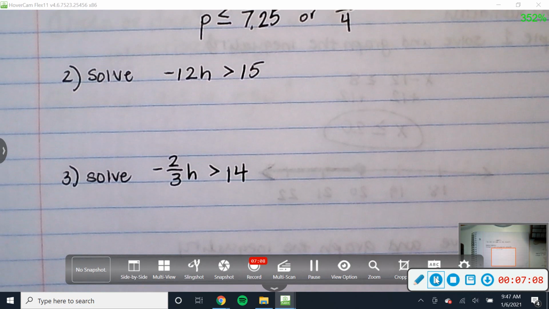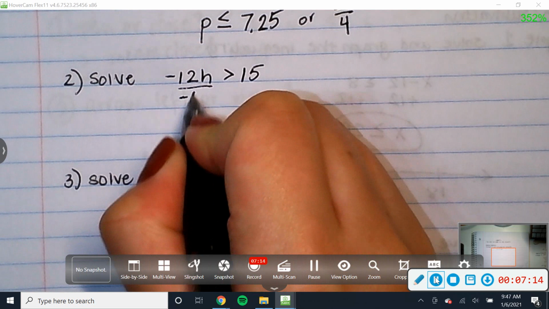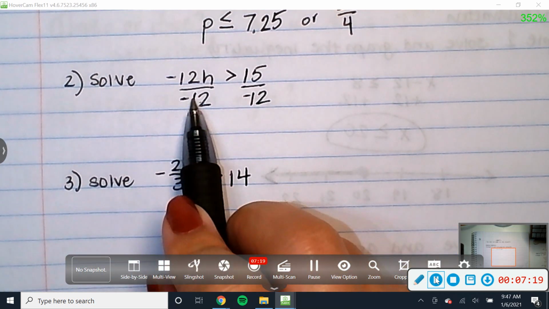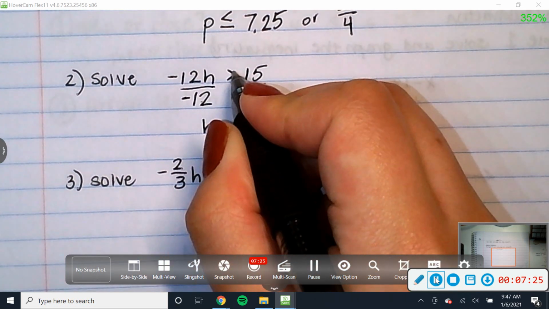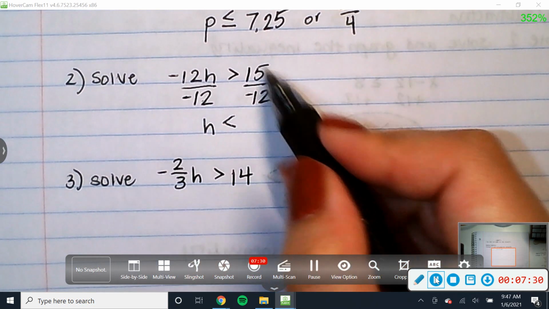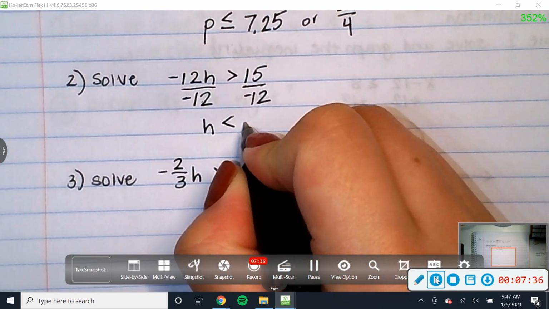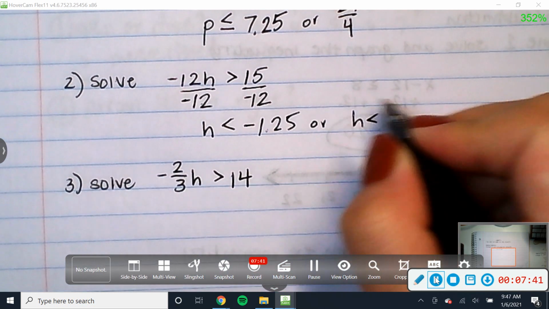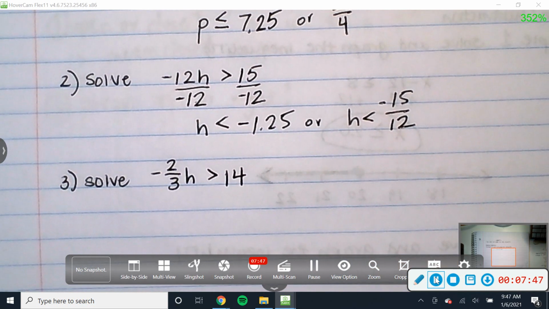If you're looking at number 2, this one, you need to get rid of this -12 to solve for h. So we would divide -12 on both sides. Now that we are dividing by a negative number, right? This is a negative number that we're dividing. Now we need to switch the sign. So this sign, previously pointing to the right, got to point the other direction. And then you just solve whatever this is. 15 divided by -12, if it was a decimal, would be -1.25. Or you could write it as a fraction. You can leave it like this, or simplify it further.